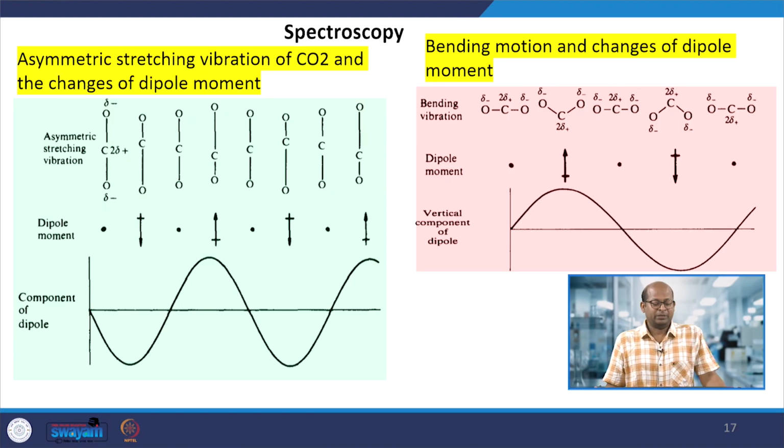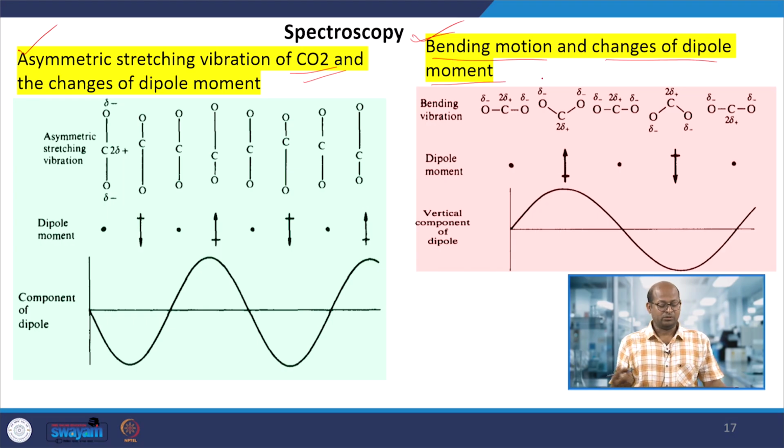Then that particular IR active band or vibration we can see with the help of the spectrum, the IR spectra. With that we can identify that specific bonds or functional groups are present in that particular molecule. So here are the asymmetric stretching vibrations of the CO2 molecule and bending motions, that is changes in that molecule when IR falls on the CO2 molecule. These types of changes might be there, and there is a change in dipole moment.